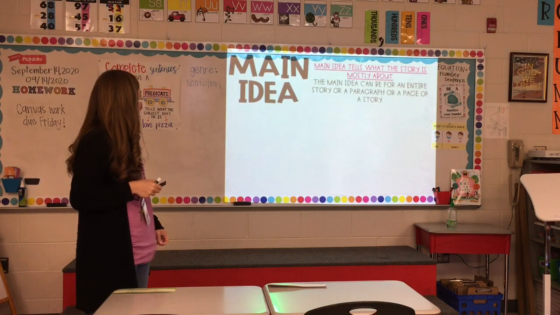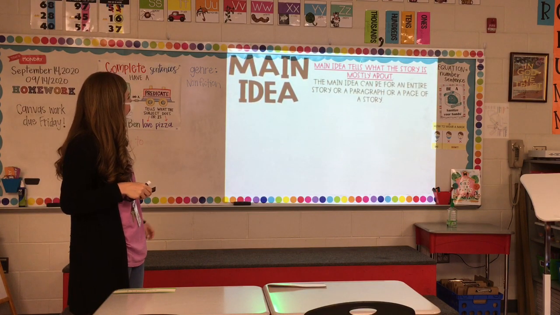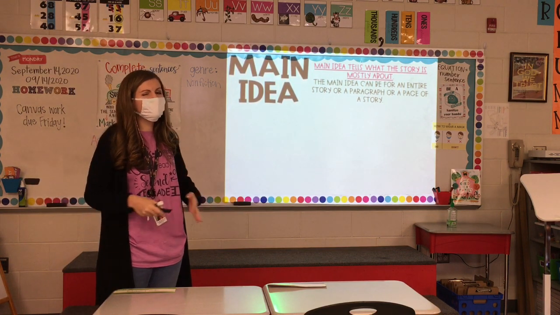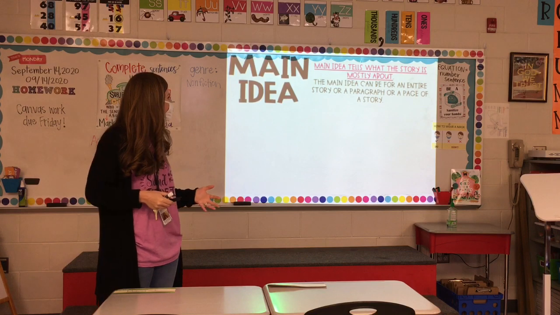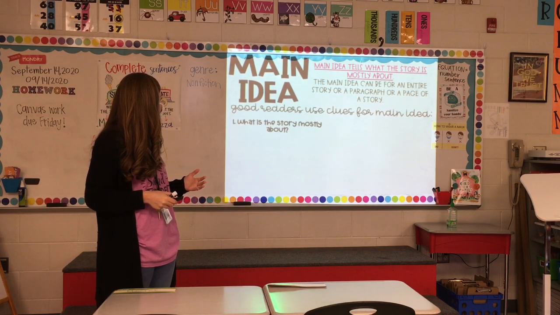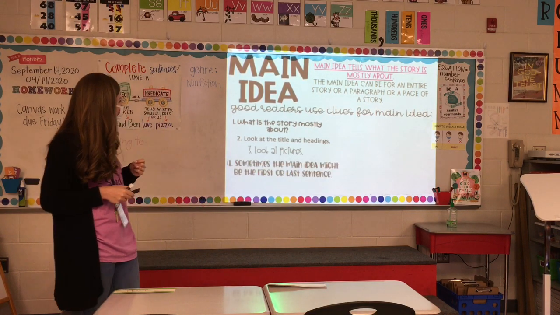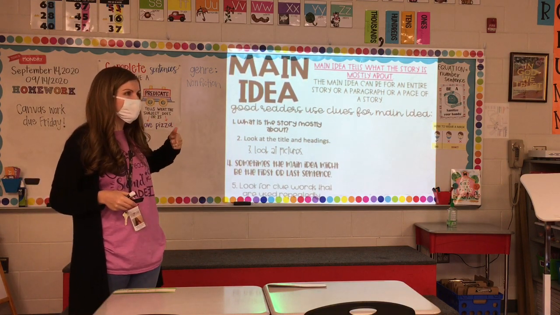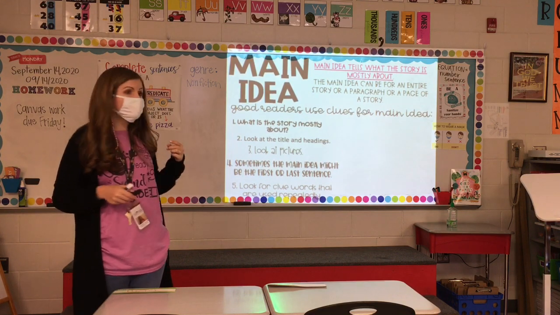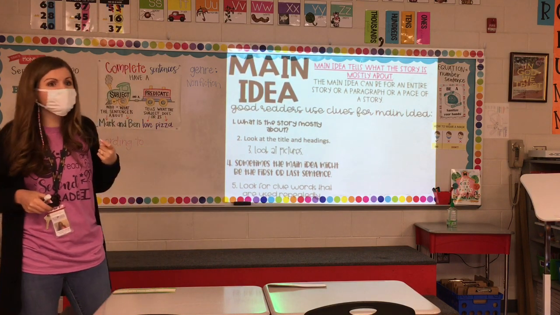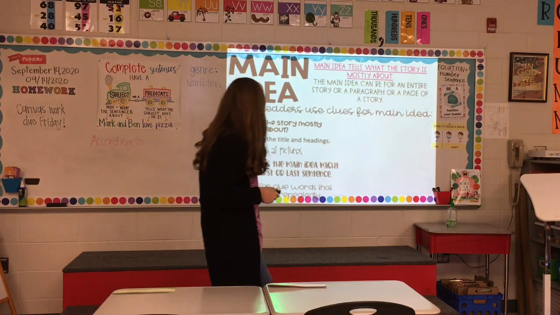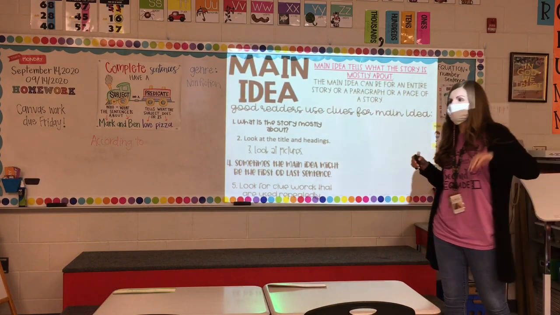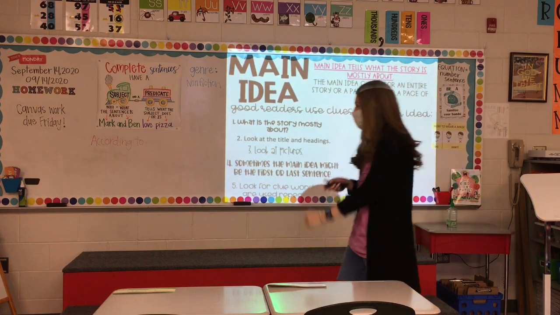Now we are going to remind ourselves the main idea tells what the story is mostly about, right? What the whole thing is about. Okay? And here are our clues one more time. We're going to think about what the story's about. We're going to look at our title and headings. We're going to look for those pictures, especially in a book. We know we'll probably have pictures in a book. We're going to look at the first or last sentence, and we're going to look for those repeated words that come over and over again.